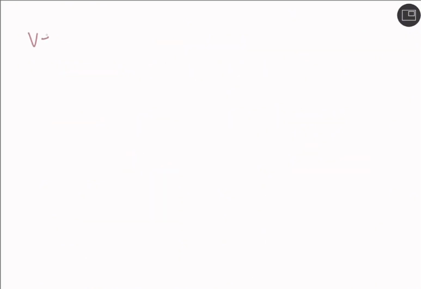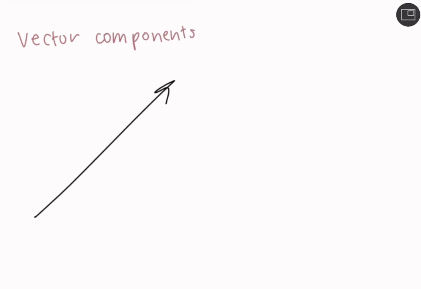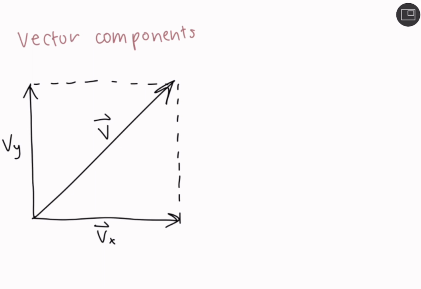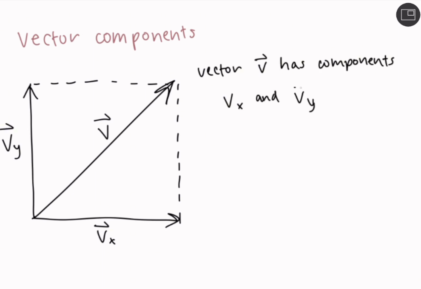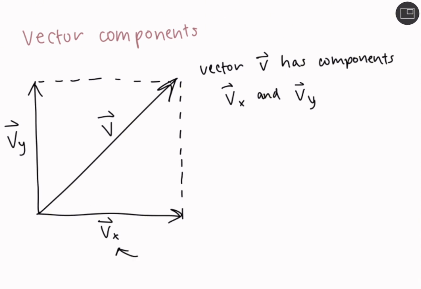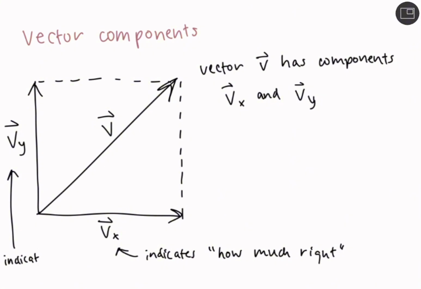The next thing that you would need to understand in this unit is vector components. Now, every vector has an x and a y component. So let's just take this arbitrary vector v that I just drew out. This vector v has a vector x component going in the horizontal direction and a vector y component going in the vertical direction. And notice how the vector components line up. The x component is clearly showing how much right vector v is going, while the y component is clearly showing how much up vector v is going.